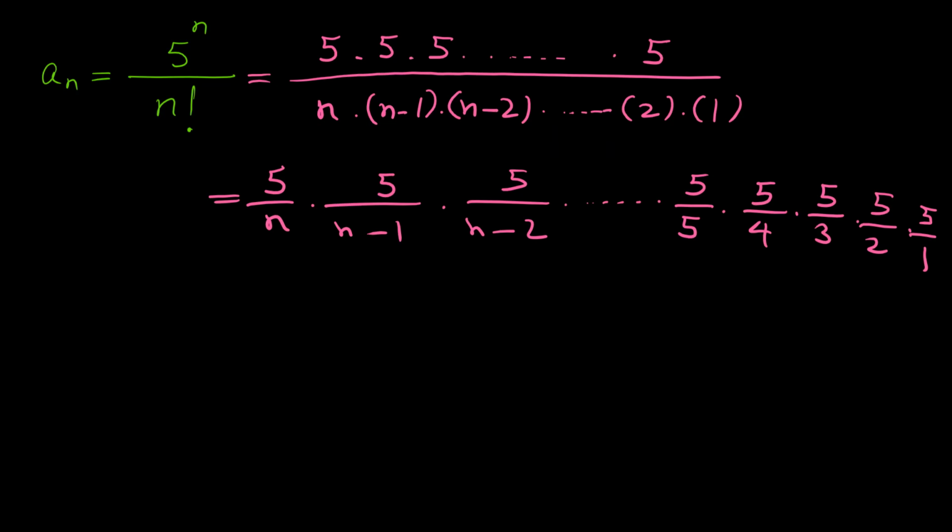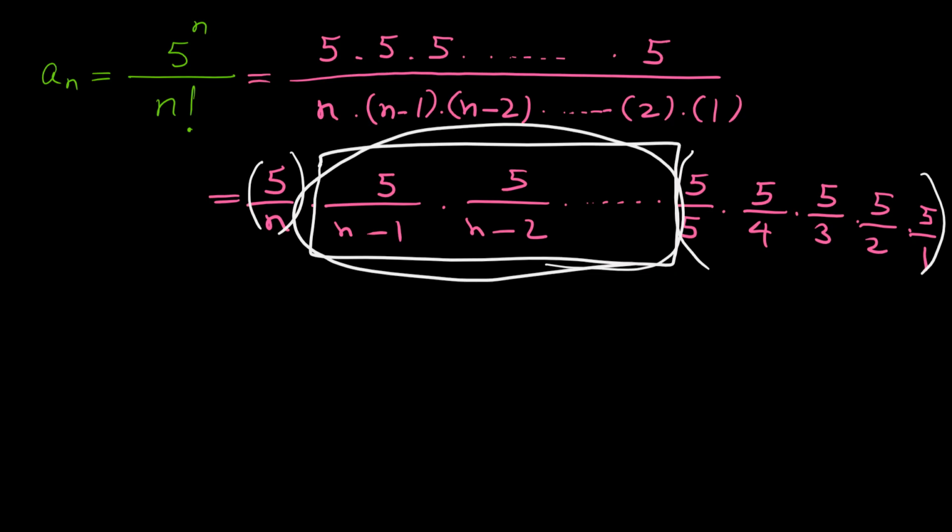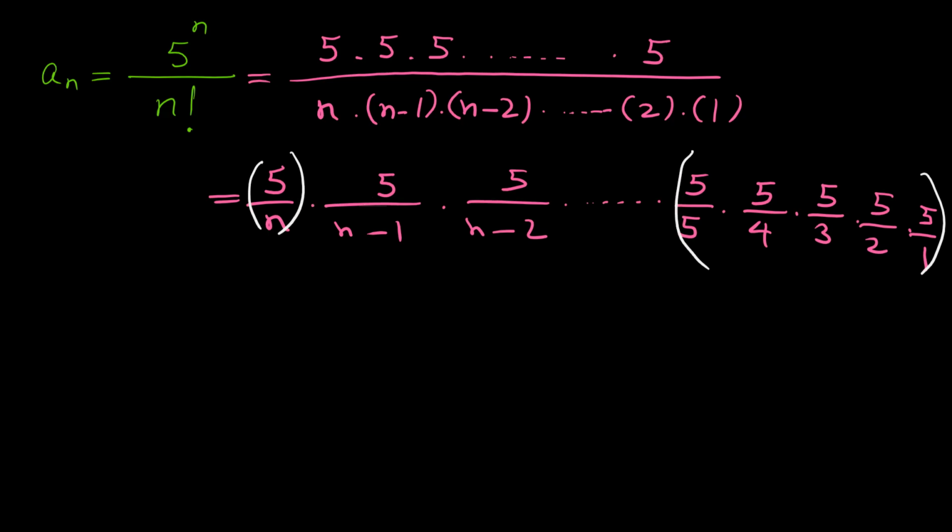Now please notice, this is the tricky part of this question, so please pay attention to my explanation here. Focus on these terms. Keep these terms aside. For these terms, the numerator is smaller than the denominator. For example, what is the term here? 5 over 6. And here? 5 over 7, 5 over 8, 5 over n minus 2, and as n approaches infinity, the denominator is bigger than the numerator.